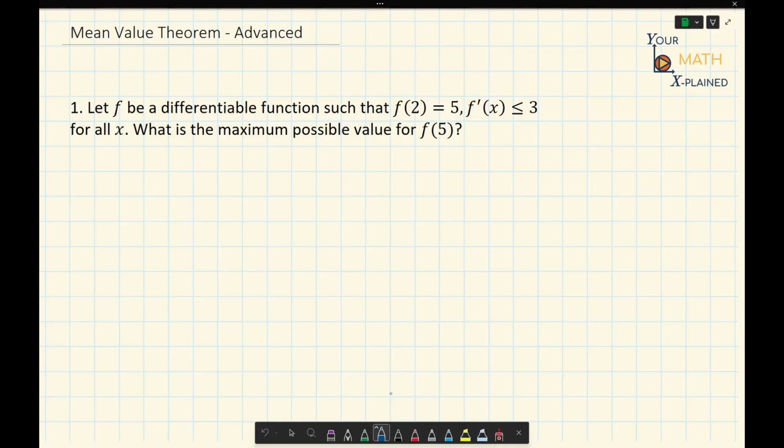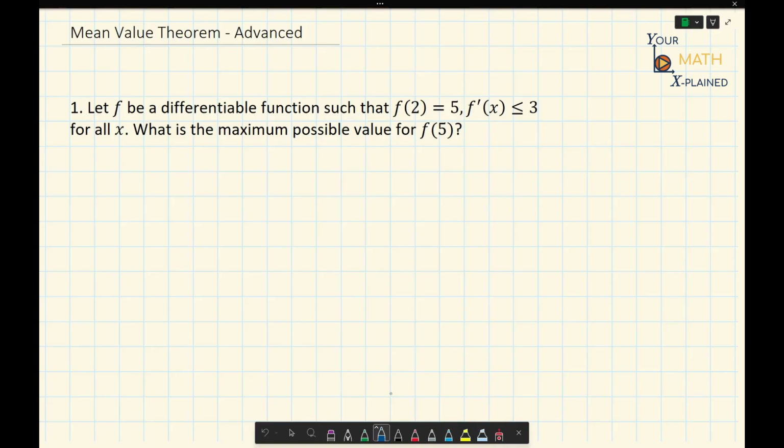For our first question, we have f is a differentiable function such that f of 2 is equal to 5, and f prime of x is less than or equal to 3 for all x. The question is, what is the maximum possible value for f of 5?